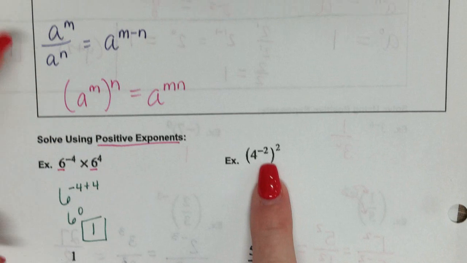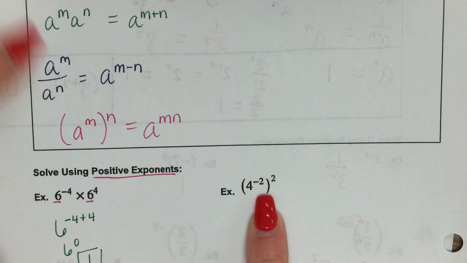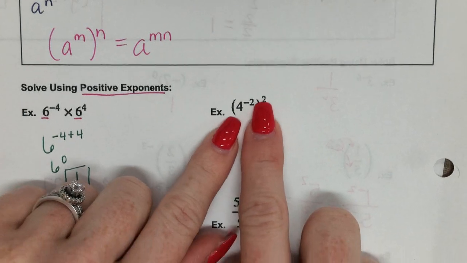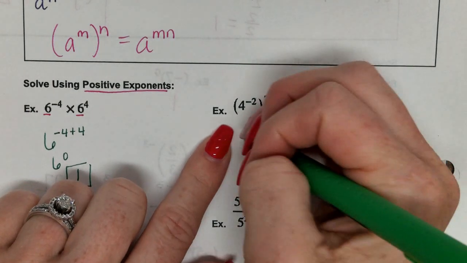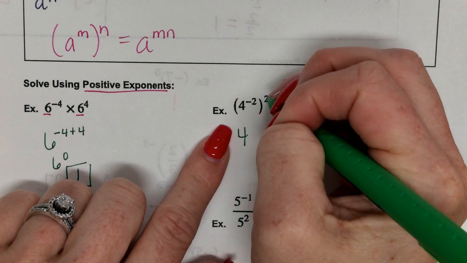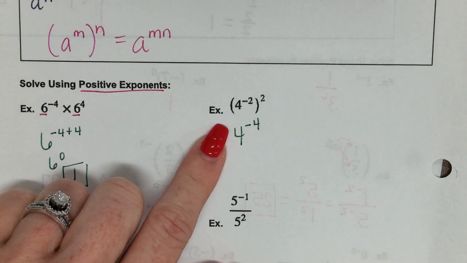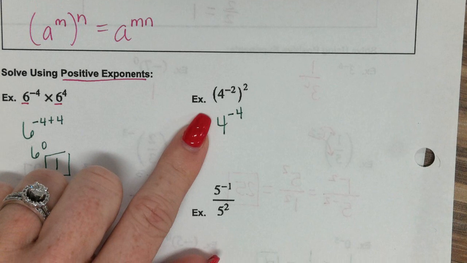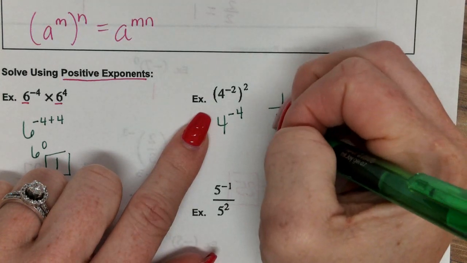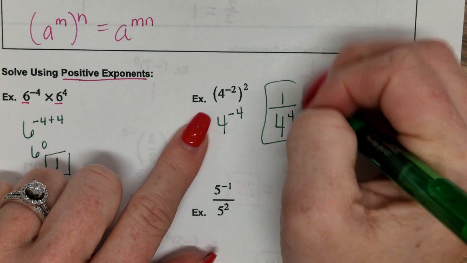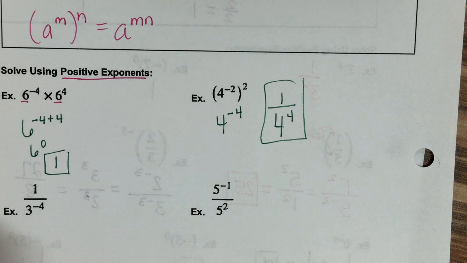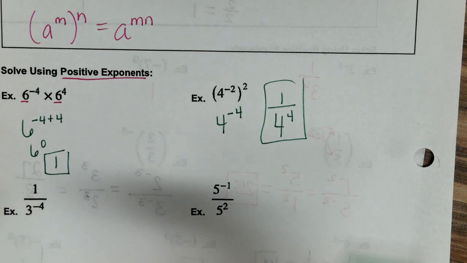Okay, which rule am I going to follow here? Power of a power. So what am I going to do to the exponents? So I have 4, and negative 2 times 2 is negative 4. Can I have a negative exponent? No. So I bring it to the bottom of a fraction, and I take the negative off. If you want to expand that, you can. 4 to the 4th power is 256, but you could leave it.